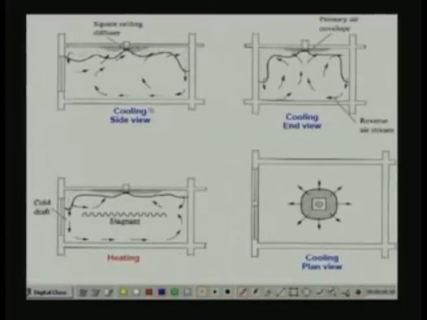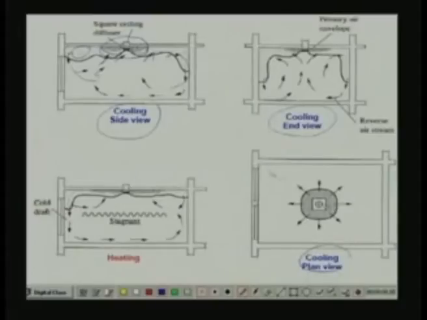When used for cooling, this is the side view. This is where you have the primary air and this is the diffuser. It first sticks to the ceiling because of the Coanda effect, then entrainment takes place and you have the total air here, then the reverse stream starts like this, and there is again hardly any stagnant area when you are using it for cooling. Similarly, this is the end view and this is the plan view.